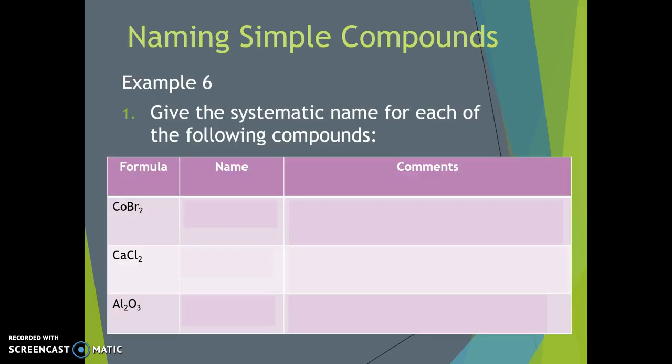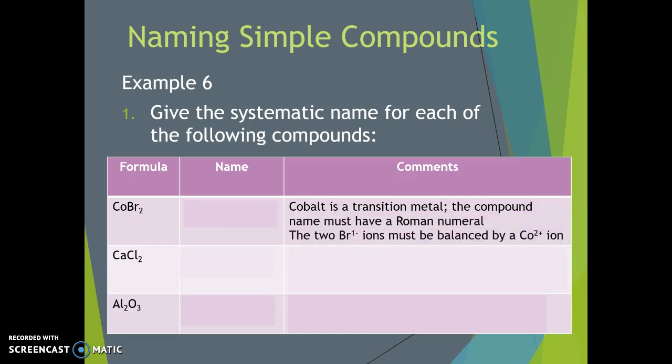All right, we have a couple mixed together of the 2 types. So cobalt and bromine. Cobalt is a transition metal, so it can have multiple charges, and so we must include a Roman numeral. We can see that there are 2 -1 bromine ions to balance the cobalt, so it must be a +2 charge, and this would be called cobalt 2 bromide.